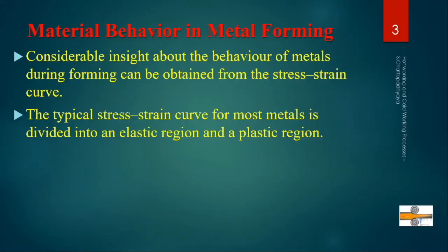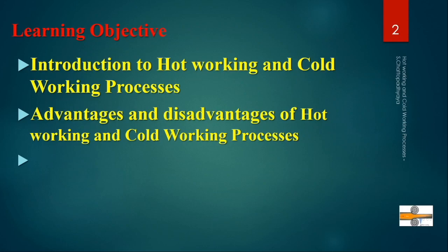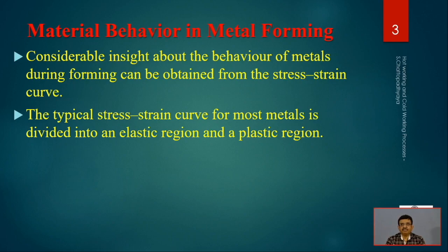A person associated with metal forming has to understand the logical assessment behind that decision. Considerable insight about the behavior of metals during forming can be obtained from the stress strain curve. It is the backbone, it is a Bible. So one has to find out the stress strain curve of the concerned workpiece material and its behavior pattern. A typical stress strain curve for most metals is divided into two very important subdivisions: one is elastic, another is plastic. Elastic is easy.